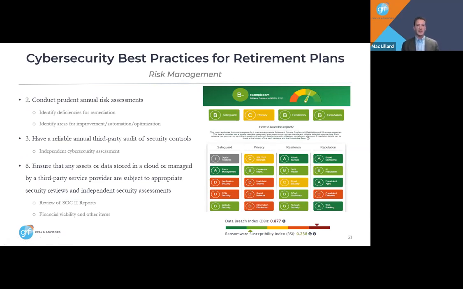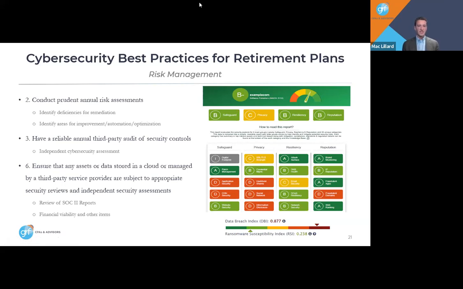So 2 and 3, I think, are kind of relatable here. I look at these as sort of an internal and an external perspective, where number 2, you want to conduct prudent annual risk assessments from an internal perspective, looking at your existing infrastructure and identifying any kind of weaknesses, vulnerabilities, areas for improvement. Again, building on number 8, which was having that system development life cycle. This just helps you to constantly improve and identify deficiencies. And then number 3 is having a reliable annual third-party audit of security controls.